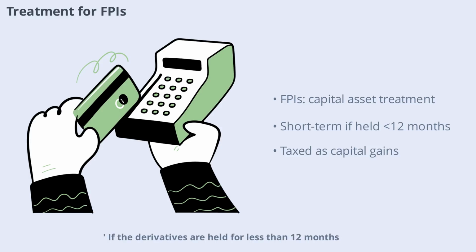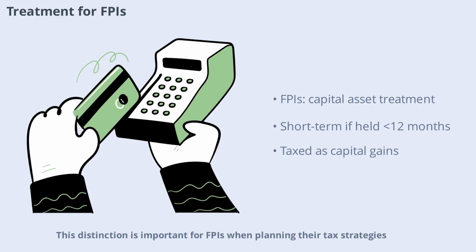If the derivatives are held for less than 12 months, gains or losses are classified as short-term capital gains or losses. This distinction is important for FPIs when planning their tax strategy.